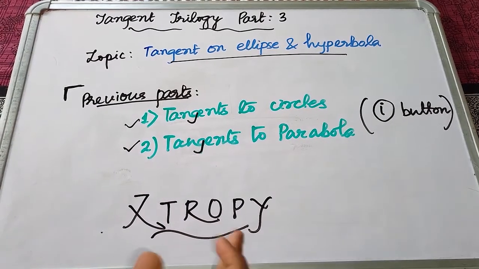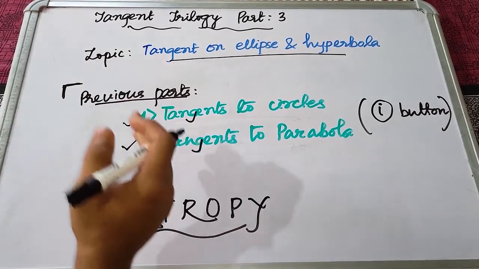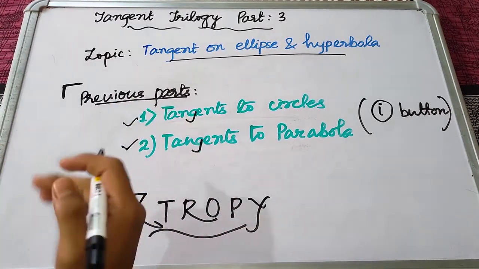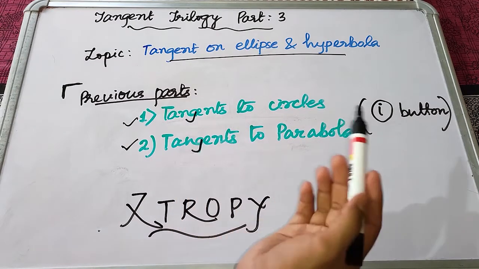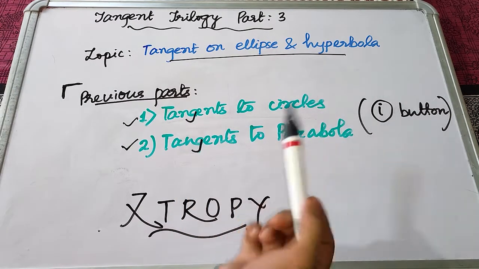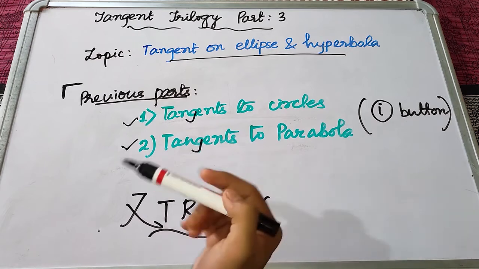Tangent Trilogy Part 3, which is based upon tangents on ellipse and hyperbola. The first two parts consisted of tangents to circle and tangents to parabola. You can click on the I button over this side to get the links of those videos.